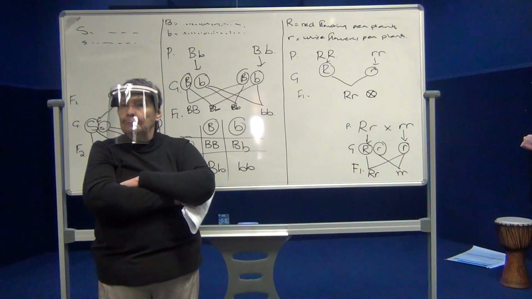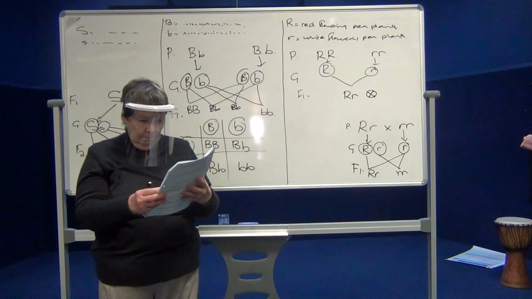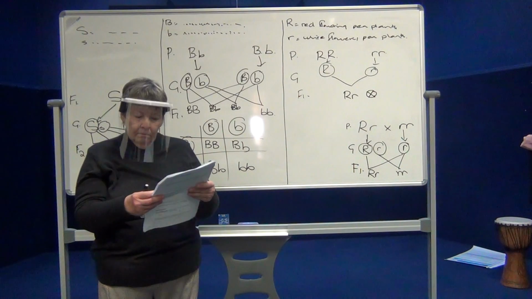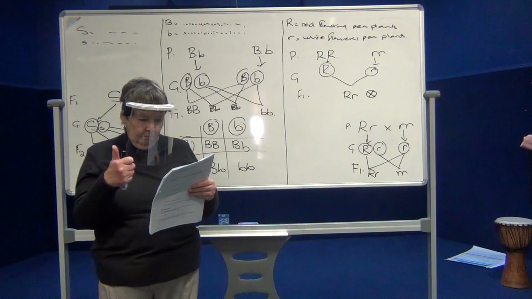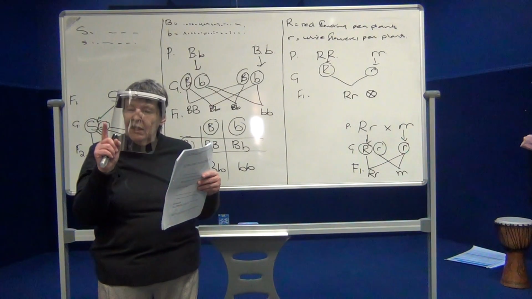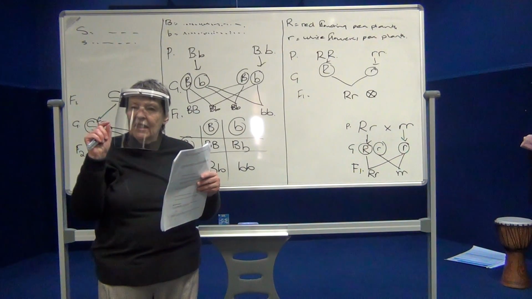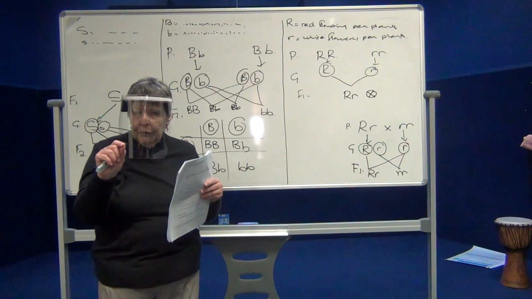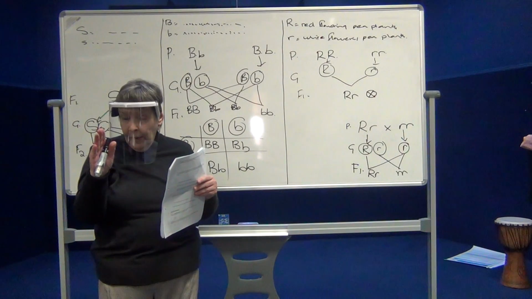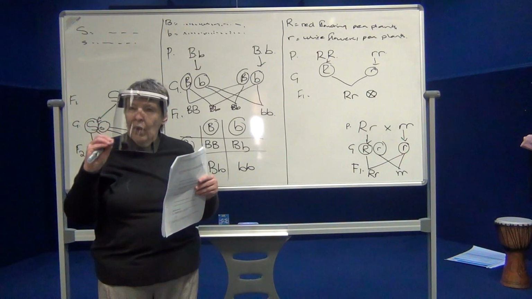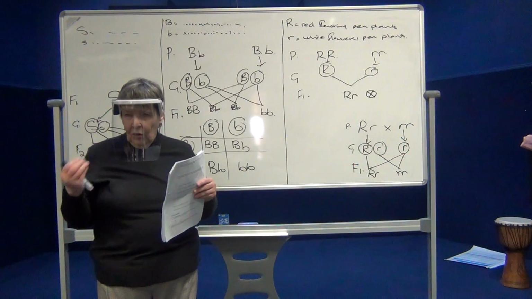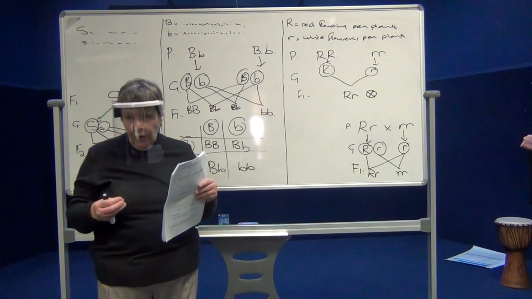For number B, where the ratio was 3 to 1, I said 75% red flowering pea plants to 25% white flowering pea plants. Would that be okay? I'm fine with that. Except, sweetie, if they had asked what is the ratio, you always reduce it down to the lowest you can get it. So then it would be a 3 red flowering to 1 white flowering pea plant.